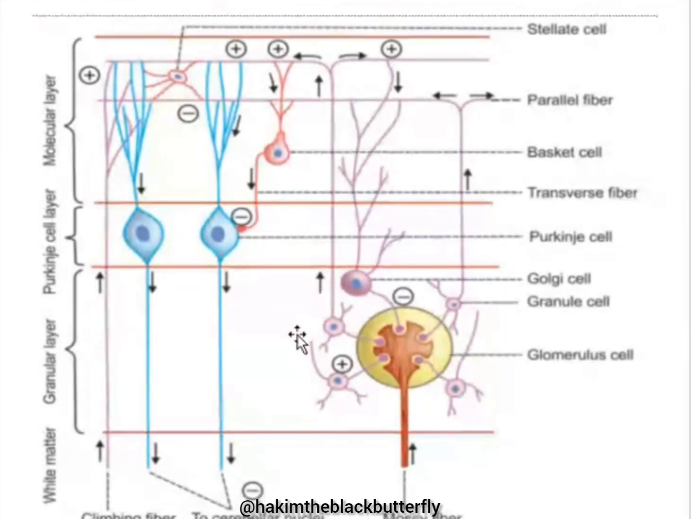How does efferent information leave the cerebellar cortex? Through the axons of Purkinje cells. And where does this efferent information go? It goes to the cerebellar nuclei within the white matter. And what type is it? It is inhibitory.